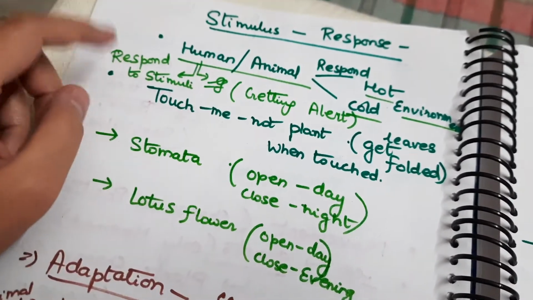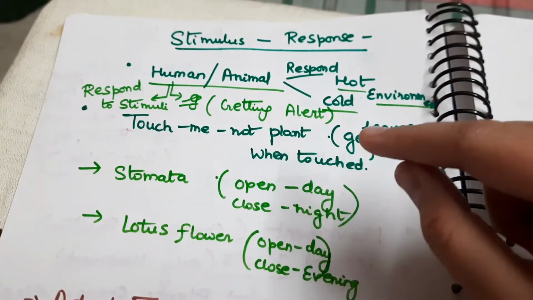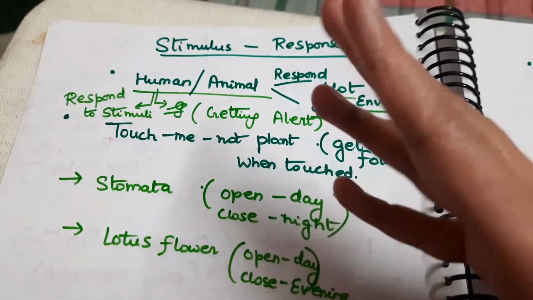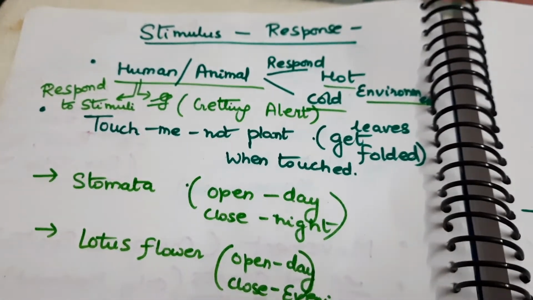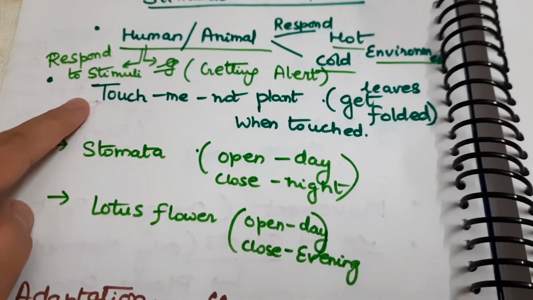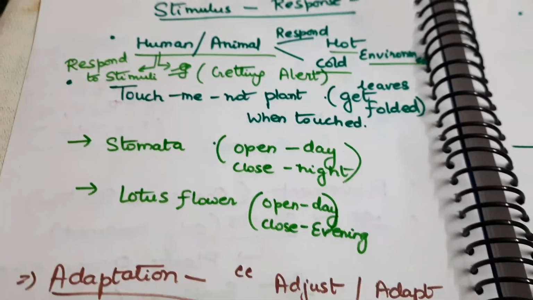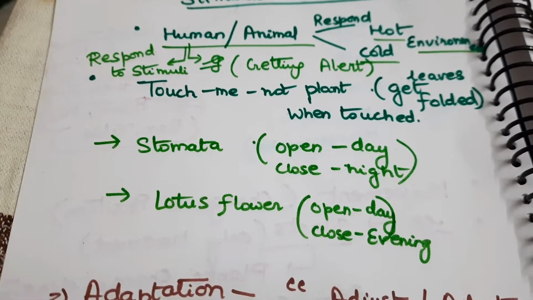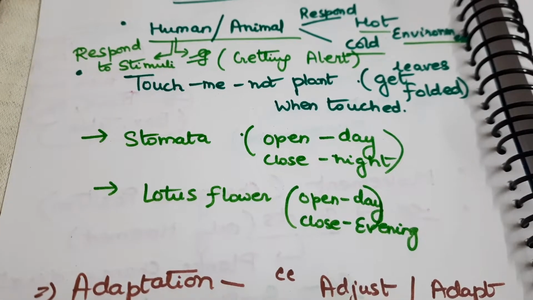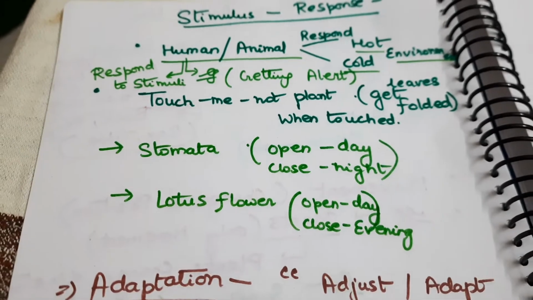So stimulus is what? It is a certain type of agent which causes certain things, like hot and cold. If we touch the touch-me-not plant, what will happen? The leaves get folded in response. Stomata are open during the day and closed during the night. The lotus flower opens during the day, or in the morning, and closes in the evening. So these are the stimulus responses.